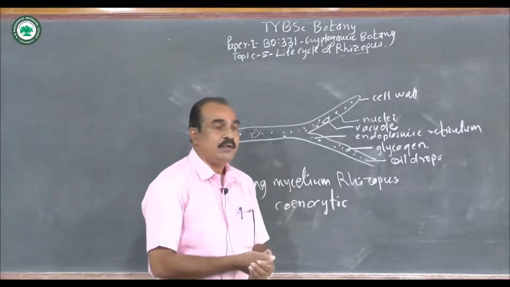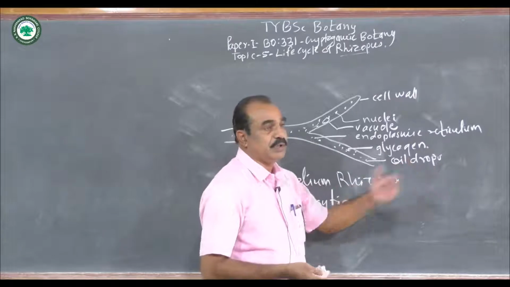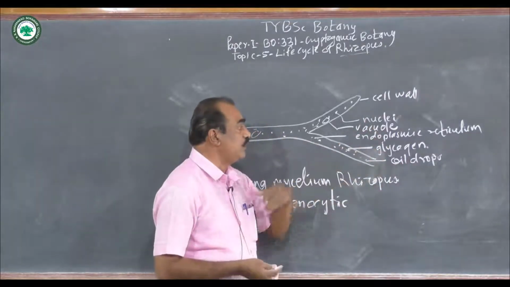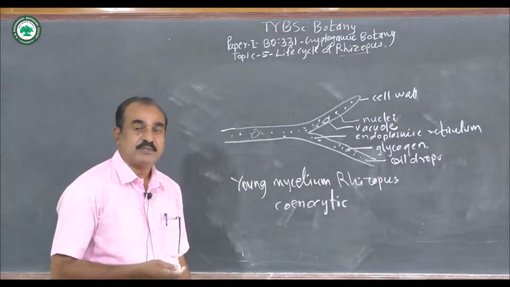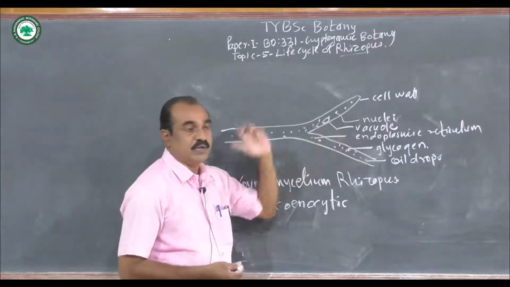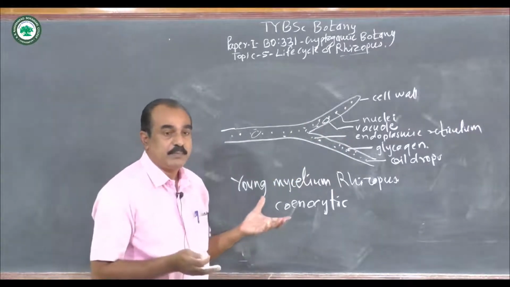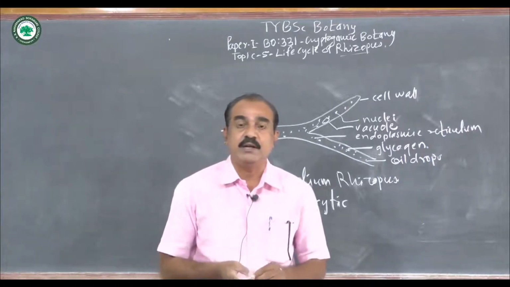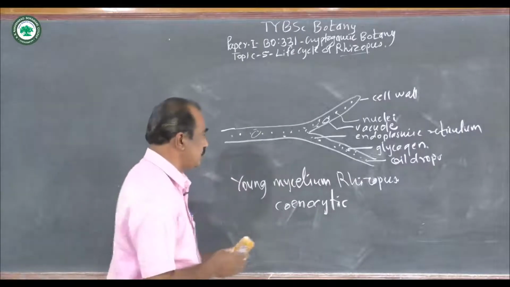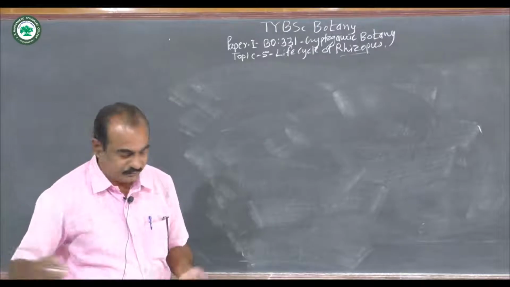Now a number of cell organelles are there, and the food materials, glycogen and oil drops. Cell organelles, for example endoplasmic reticulum, are there. A number of nuclei and a number of vacuoles are also there. So this is the structure when the mycelium is young. But at the time of reproduction, this mycelium gets differentiated into 3 different types of structures as follows. Now, the structure of a mycelium at the time of reproduction.